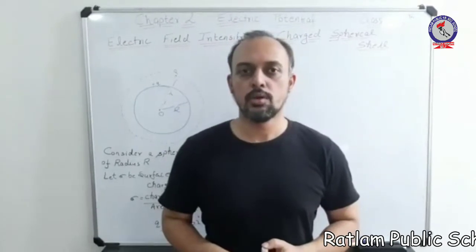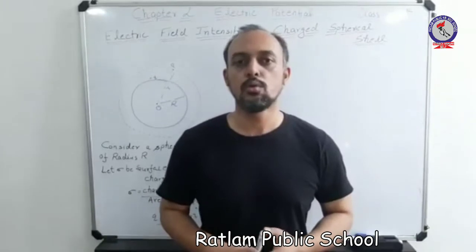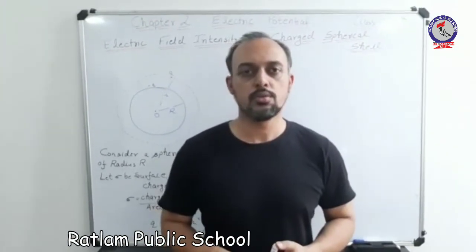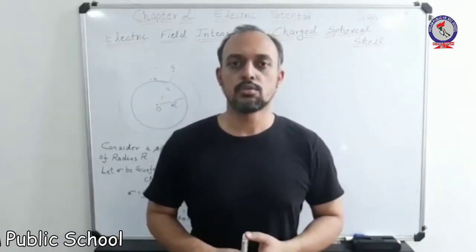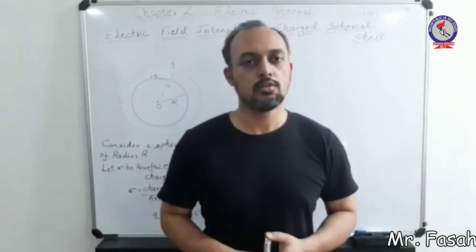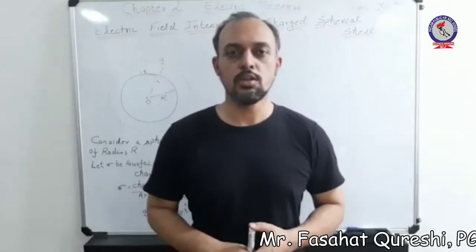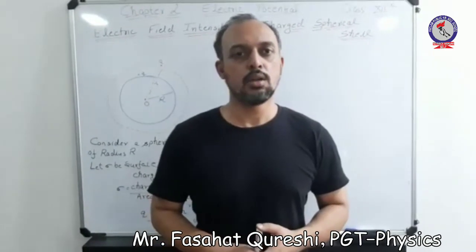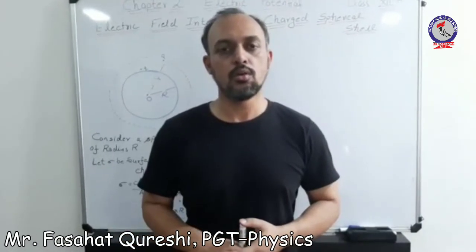In this section of my video, we will be going through the concept of field intensity due to a uniformly charged spherical shell. This is a topic of chapter number 2, NCERT class 12. Before studying the concept and deriving the relation, we should know what a spherical shell is. Any body which is spherical in shape and hollow from inside, carrying material on its periphery, is known as a spherical hollow surface.